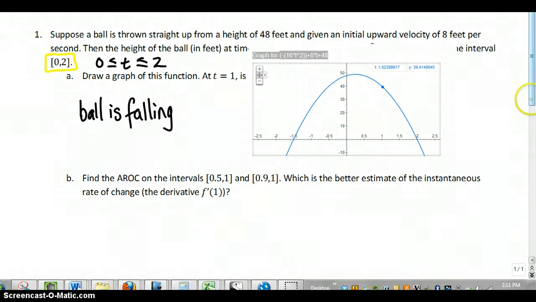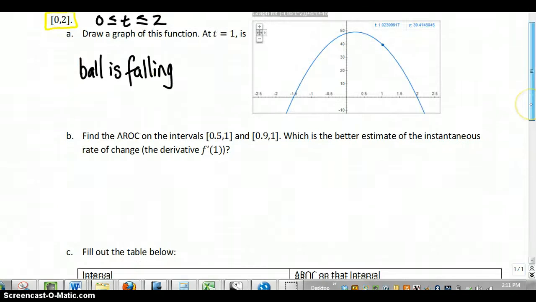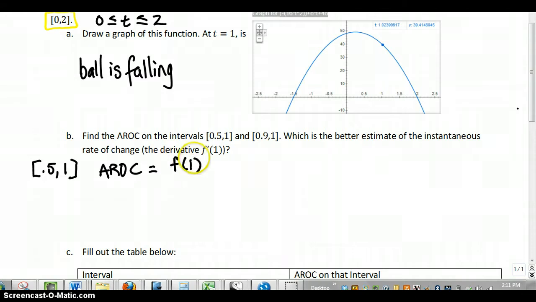Now the next question says find the AROC on a couple of different intervals and decide which is the better estimate of the instantaneous rate of change. So to find the AROC on the interval from 0.5 to 1, we can do the usual thing for AROCs. We're going to do the difference in output over the difference in input, otherwise known as the rise over the run. So we'll do f(1) minus f(0.5), the change in the height of the ball, over the time that it took, 1 minus 0.5. It took a half a second to do this.